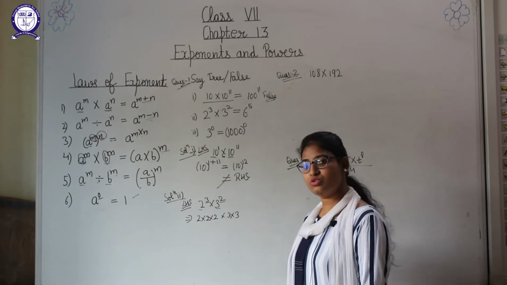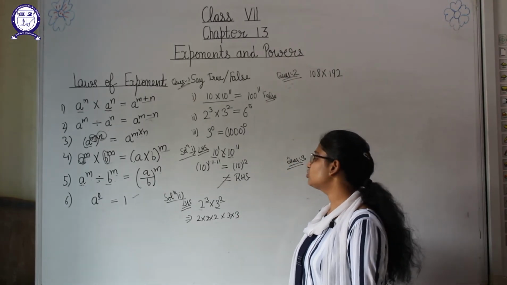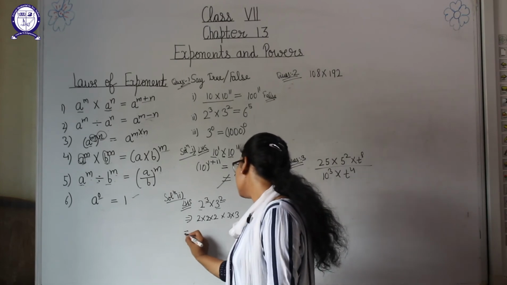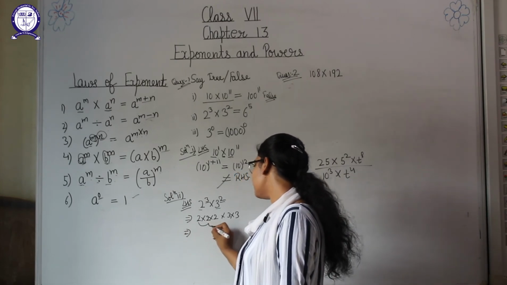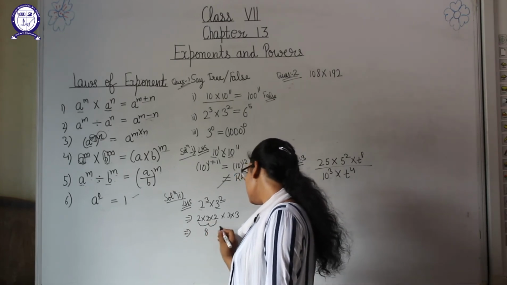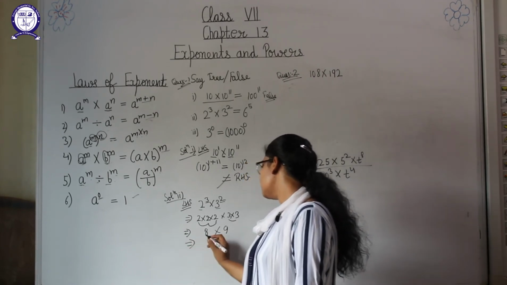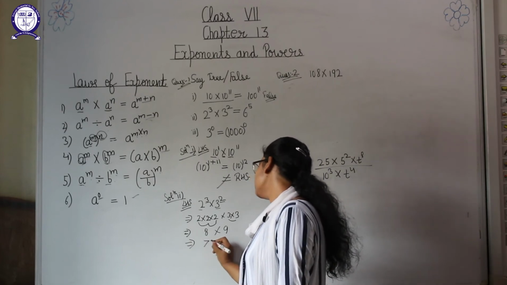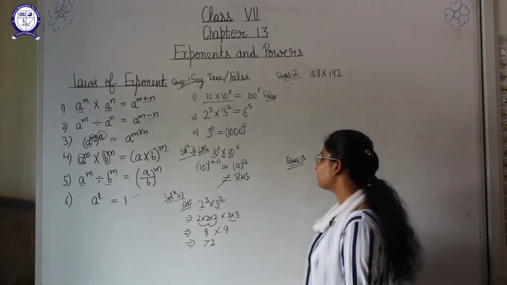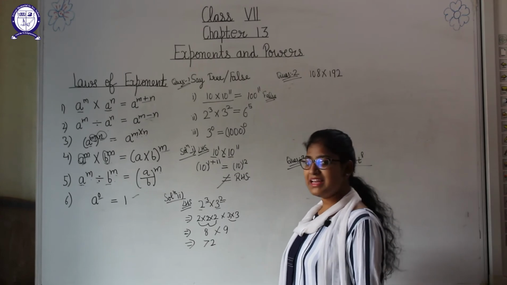3 into 3 means 3 into 3 two times. Okay, so what will be the answer? 2 2s are 4, 4 2s are 8, 8 is here. Now 3 3s are 9, 9. Now 8 9s are 72. So this we get after solving our LHS.